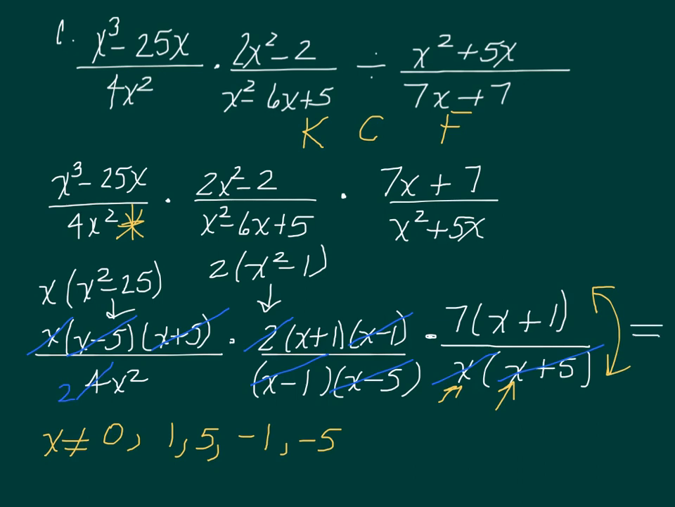So let's see what we have left on the top. On the top we have 7, and then x plus 1. We have 2 of those, so we're going to put squared over 2, and then x squared. So make sure you check that to see if everything was done correctly. And once you do that, that is your final answer with these restrictions.